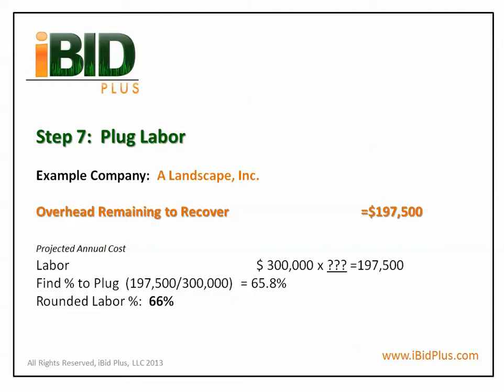If we anticipate our annual cost to be $300,000, we need to multiply it by a certain percentage to recover the remaining $197,500 of overhead. Thus, we do the simple mathematics, as shown below, and arrive to a rounded 66% for labor markup.